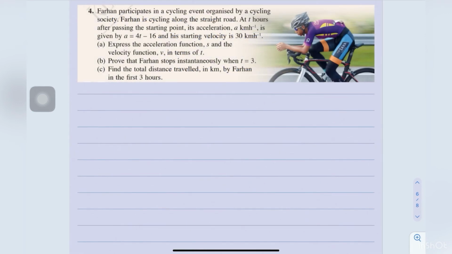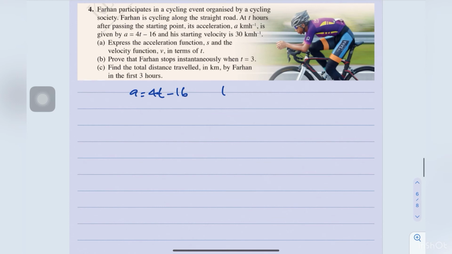Question number 4. Farhan participates in a cycling event organized by a cycling society. Farhan is cycling along a straight road. At t hours after passing the starting point, its acceleration a kilometer per hour squared is given by a equals 40 minus 16t. His starting velocity is 30 km per hour, meaning that when t equals 0, v equals 30.